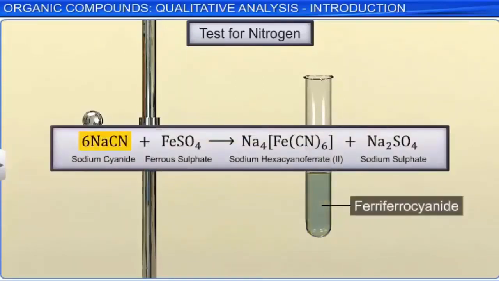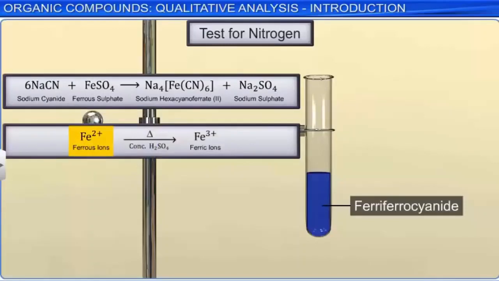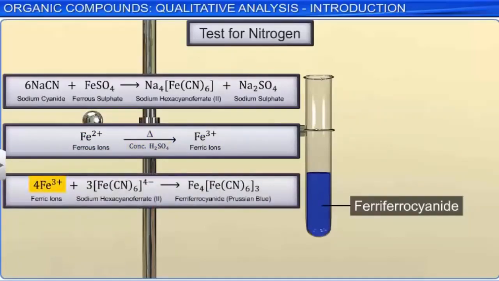The sodium cyanide reacts with ferrous sulfate to form sodium hexacyanoferrate(II). Ferrous ions are oxidized to ferric ions when heated with concentrated sulfuric acid. These ferric ions react with sodium hexacyanoferrate(II) to produce Prussian blue coloration of ferriferrocyanide, that is, iron(III) hexacyanoferrate(II). The Prussian blue coloration confirms the presence of nitrogen in the organic compound.